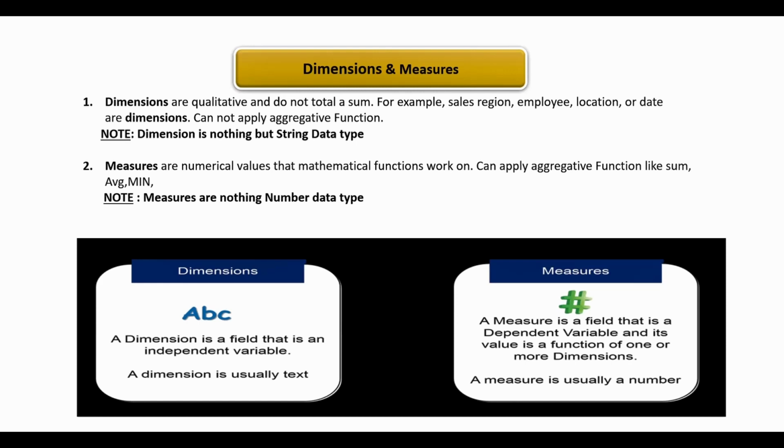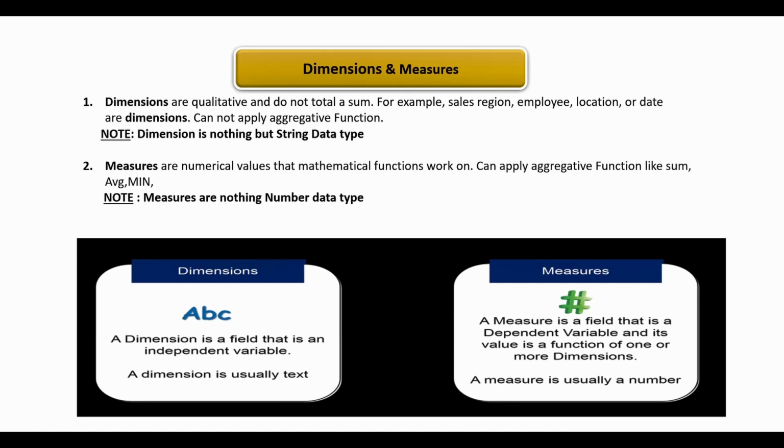Now let's understand what is a dimension. I'm not telling you the definition, I just tell you one word that you can easily remember: dimension is qualitative in nature. They are usually text. What are the examples? You can take customer name, employee name, location, the date. That comes in a dimension.